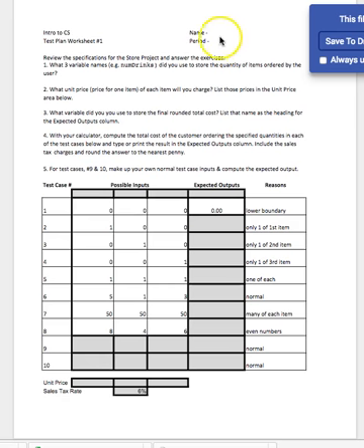Please put your name at the top and your period, because I do take points off this year if you don't have that information updated. Okay, please take 5 minutes to review the specs for the store project.